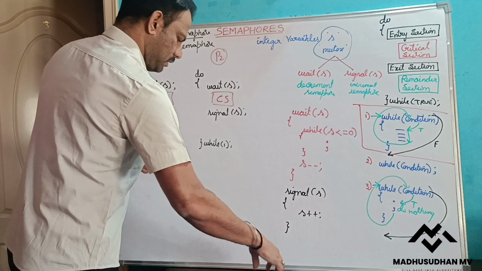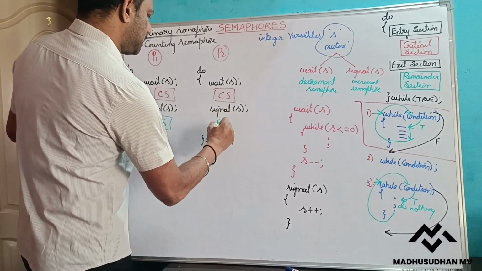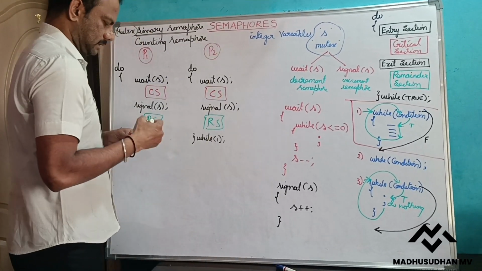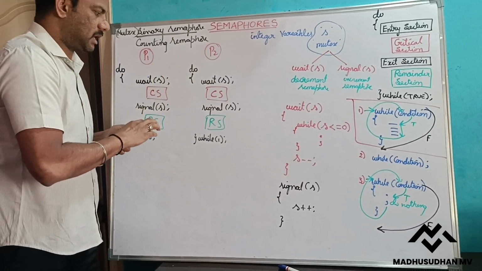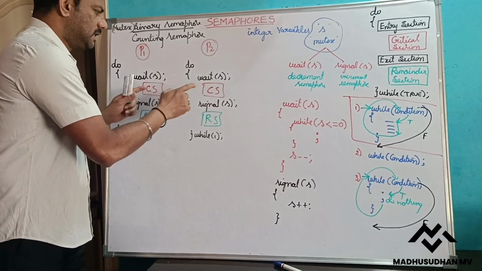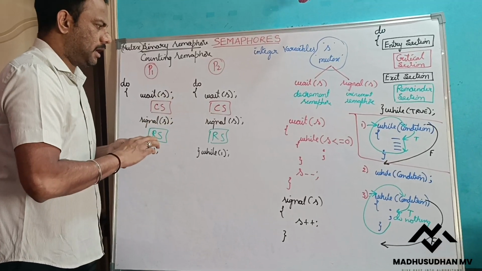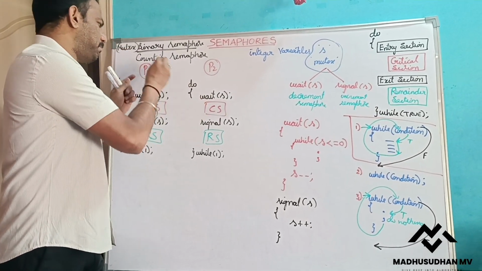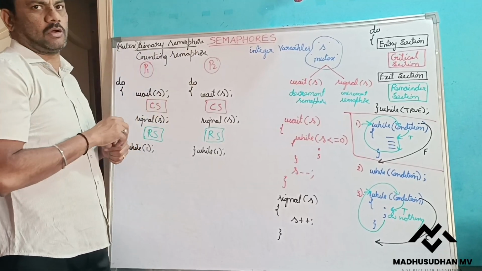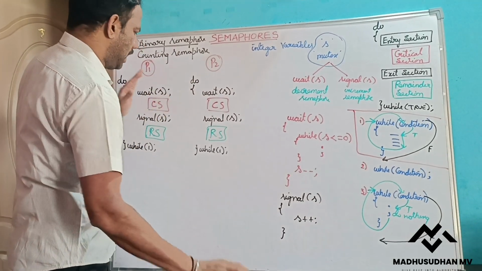Now this is the critical section, and again, the remainder section of this process. The remainder section only changes from one process to another because it is independent, not shared. This is shared, so common. Now I'm having only one critical section, and P1 also wants to enter, P2 also wants to enter. Now I check with only one.